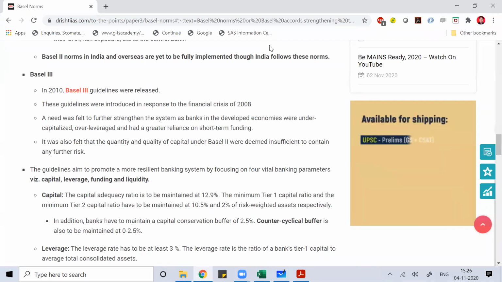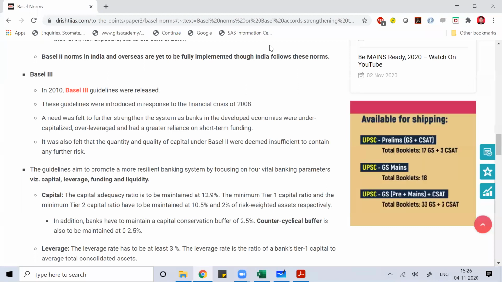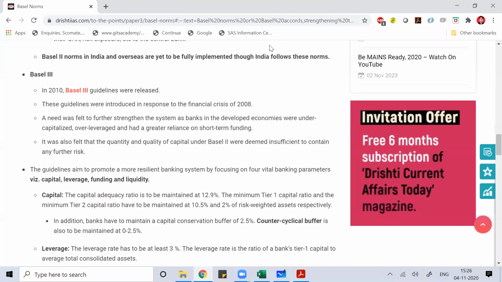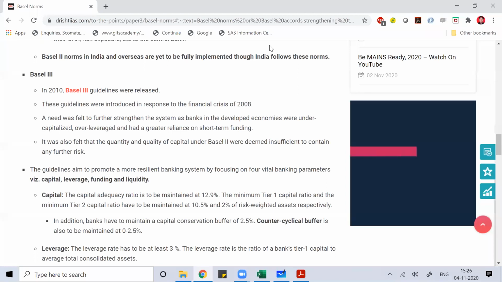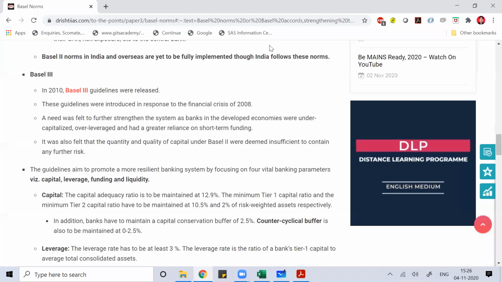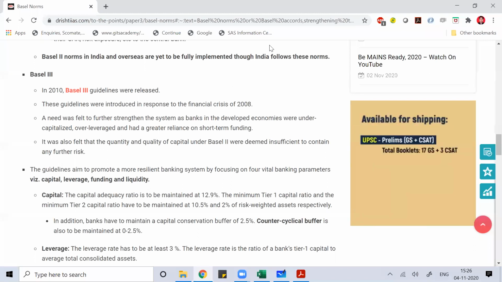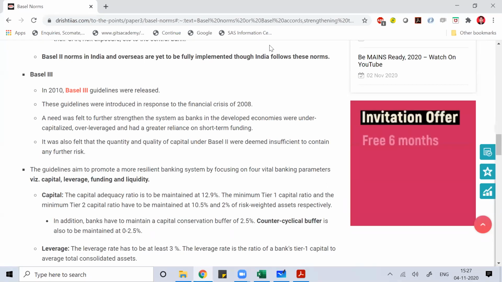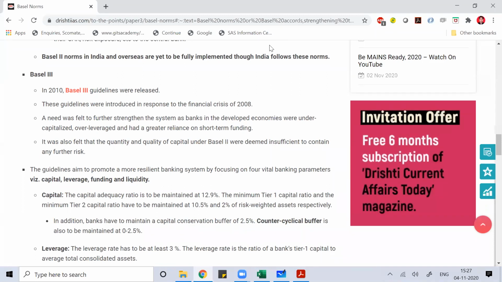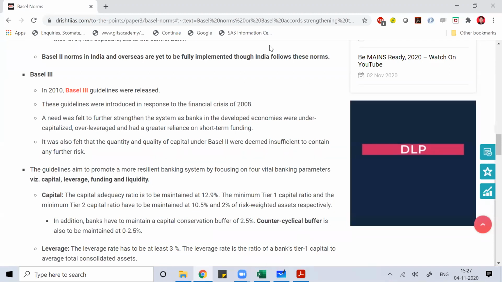So the Basel III guidelines were aimed at promoting a more resilient banking system by focusing on four vital banking parameters: capital, leverage, funding, and liquidity. The capital adequacy ratio is to be maintained at 12.9%, with the minimum tier 1 capital ratio at 10.5% and the minimum tier 2 capital ratio at 2% of risk weighted assets.